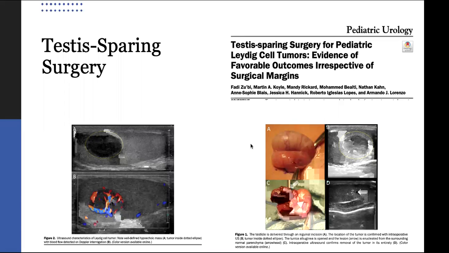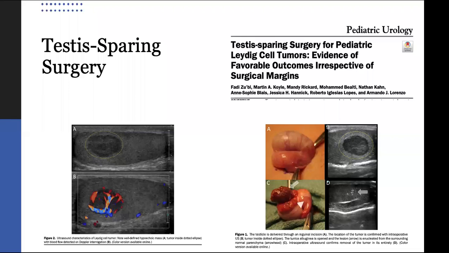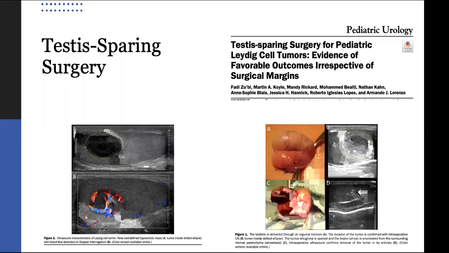So this is a study from 2019 from the group here at Sick Kids. It's the largest series of patients with Leydig cell tumors managed with testis-sparing surgery. Nine patients in this study underwent partial orchiectomy, of which none ultimately experienced recurrence, with a follow-up of about 3 years. I will note, however, that 2 of the 9 patients did ultimately undergo conversion to a radical orchiectomy because of a positive margin on pathology.